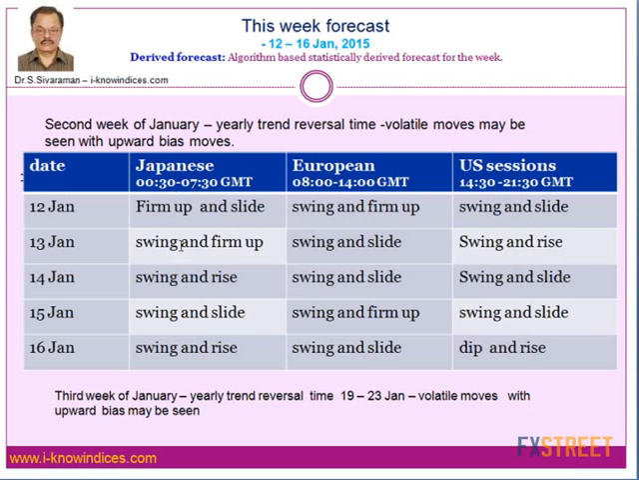Now, this is the expected market move for this particular week. In this week also, they are expected to make either way moves in the market with a little bit of upward bias. So they have done the firm up and then they are expected to make the slide and again firm up during the European session and slide during the US session today. And then tomorrow, they are expected to firm up during that of the Japanese and the US session and slide during the European session.